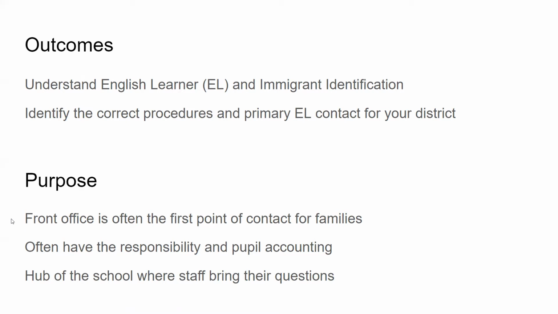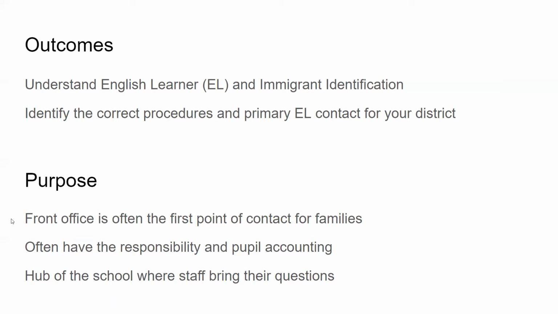Front office staff are often the first district staff that families meet. They are also typically in charge of all enrollment tasks and have responsibilities for pupil accounting and PowerSchool. Additionally, the office is the hub of the school and the place where other school staff bring their questions. For all these reasons and more, front office staff must be familiar with state and federal requirements around identification of English learners, immigrant students, and students experiencing homelessness.